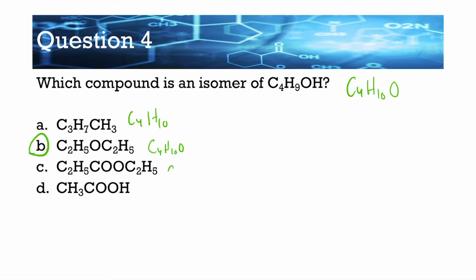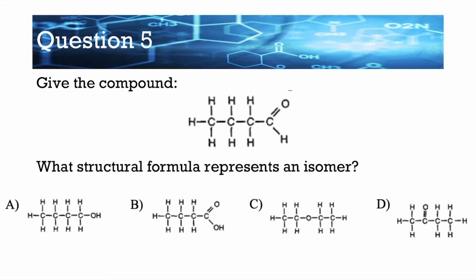C is C5H10O2, not right. And D is C2H4O2, and that's it. So these types of questions are fairly simple if you take the time to count elements.